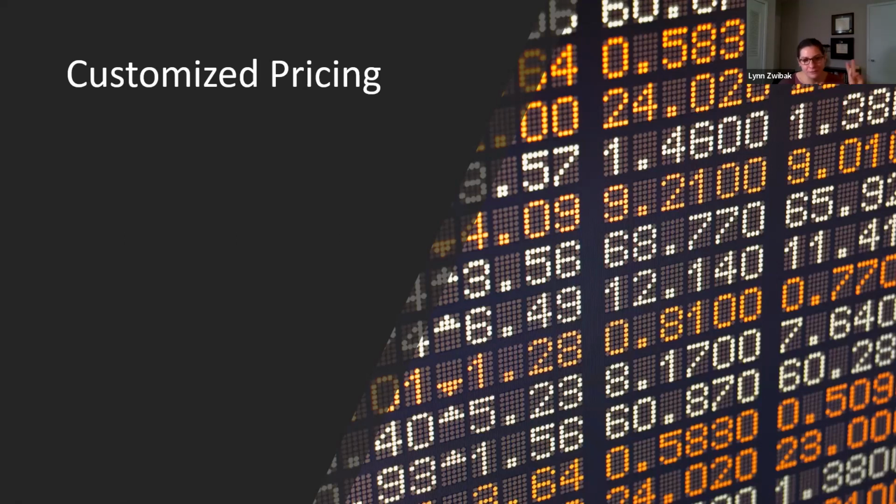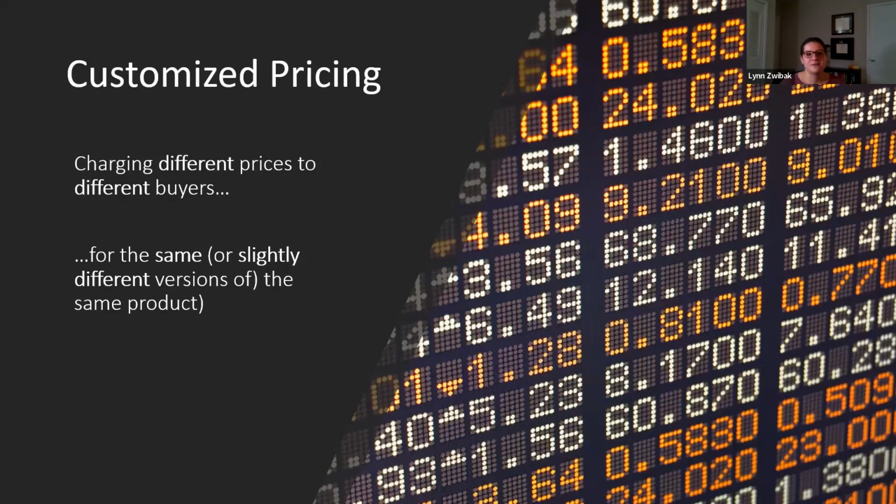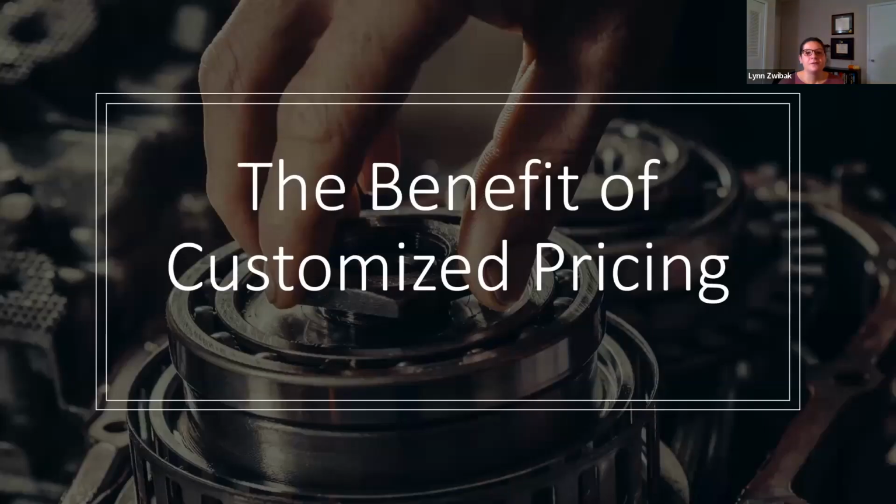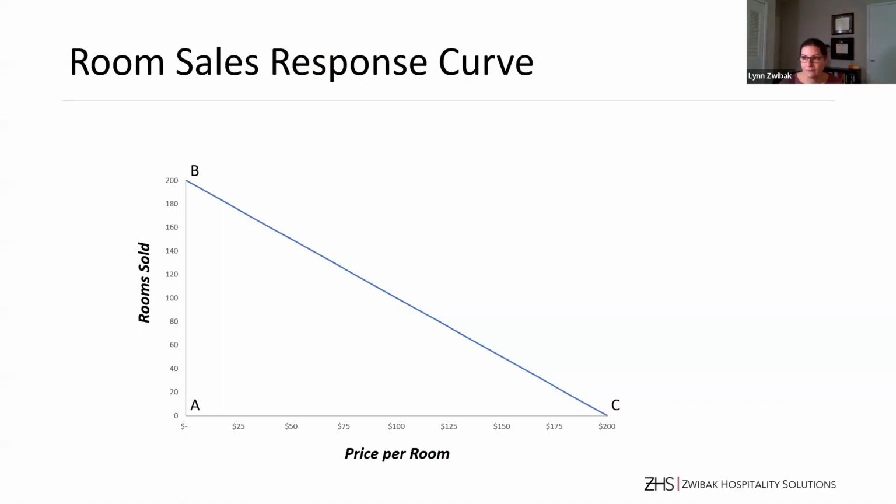So customized pricing will define as charging different prices to different buyers for the same or a slightly different version of the same product. And we all do this, right? You're going to charge a different rate to a leisure traveler than a business traveler. So the benefits to the hotel of customized pricing and the benefits to the customers can be seen by looking at the room sales response curve.